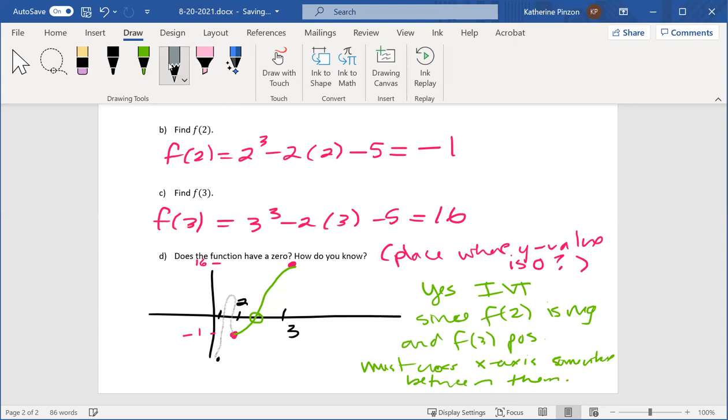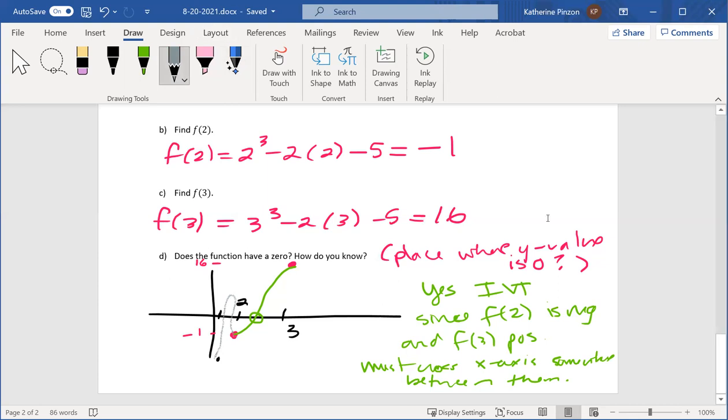Yeah? So the intermediate value theorem can only tell you what definitely happens. It can't tell you what doesn't happen or what might not happen, okay? The intermediate value theorem only tells you things that definitely happen.